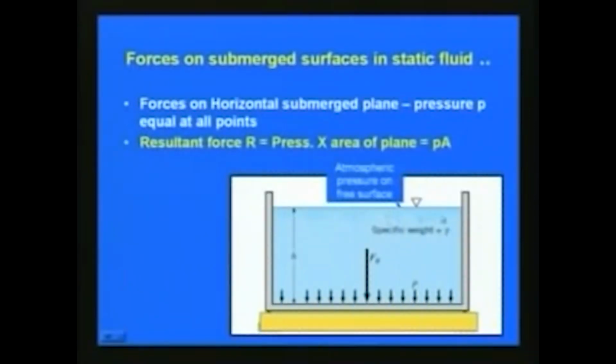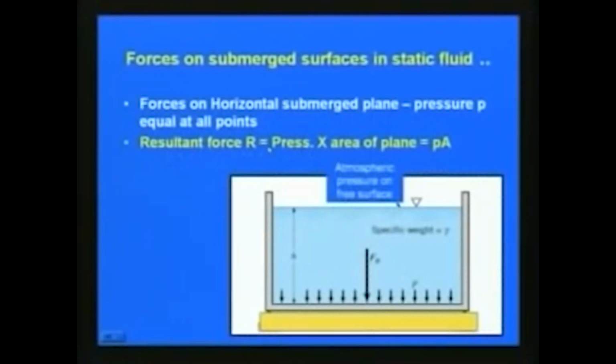So, we can determine the force on submerged surfaces, the resultant force, and then the center of pressure. Now we will see the forces on a submerged surface in fluid, say a horizontal submerged plane. If you consider a small tank like this, which we have already seen, the bottom is horizontal. For the force on a horizontal submerged plane, the pressure intensity p is equal at all points. So, the resultant force R is equal to pressure into area of the plane, that is, P into A. If we consider atmospheric pressure as 0, then the resultant force on a horizontal submerged plane is equal to p into A.